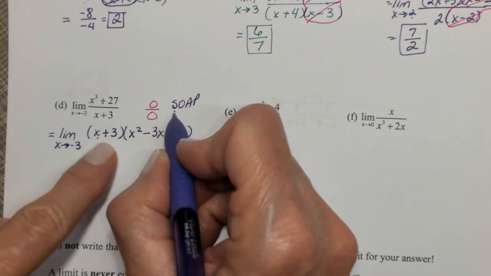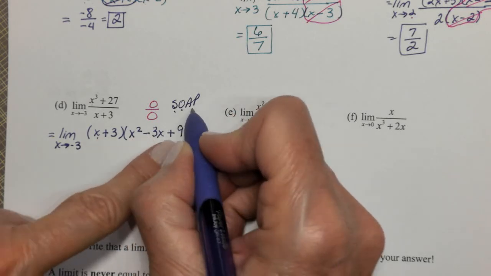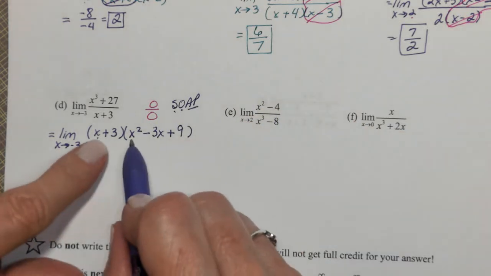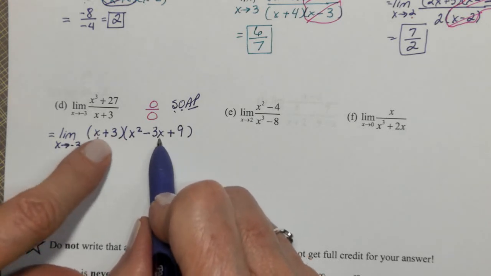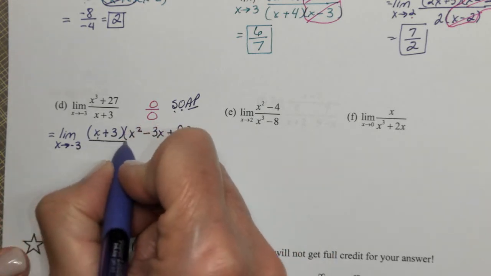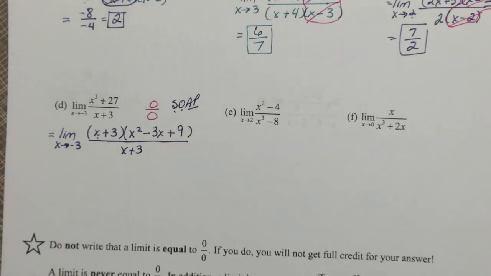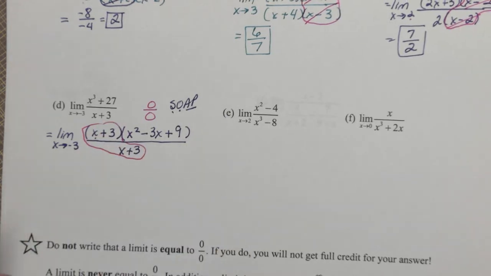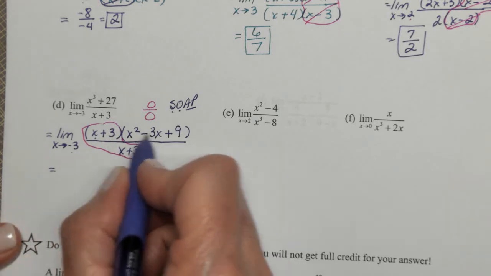Same sign, opposite sign, always positive. Okay? And again, square your x, square your 3. This middle term is the product, ignoring the sign, it's the product. And in the bottom, we cannot factor that, it's just an x plus 3. There's our hole. It has to be there. It has to.